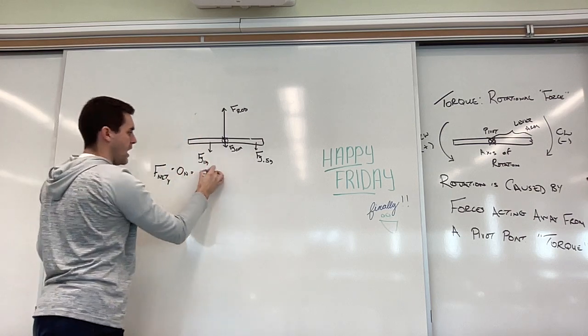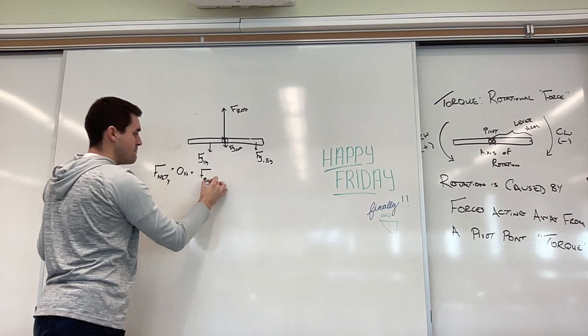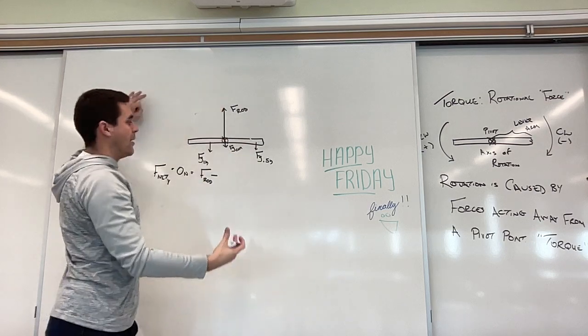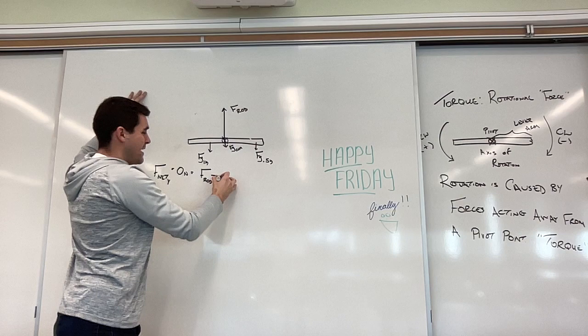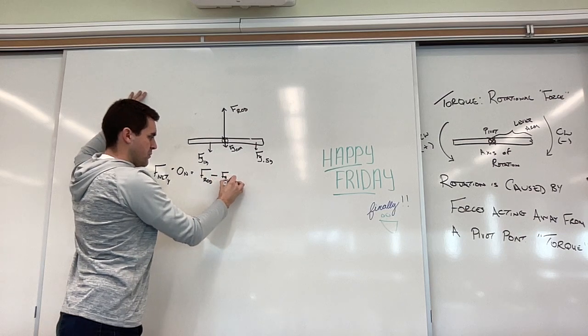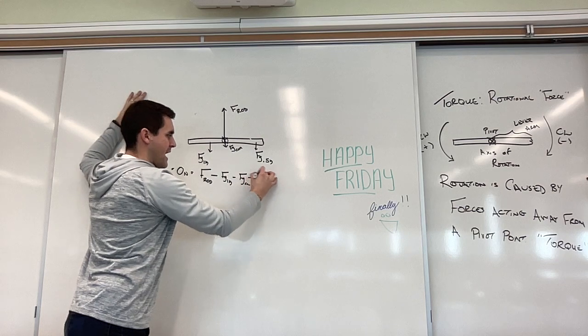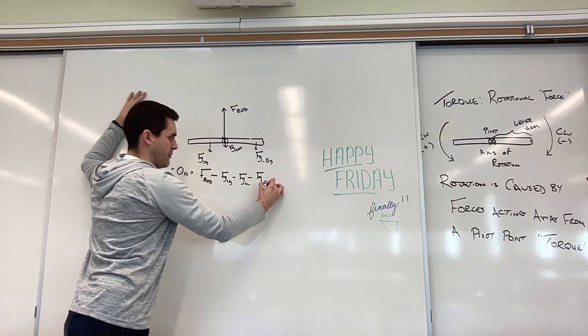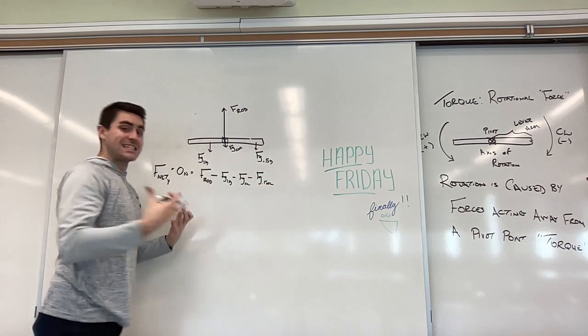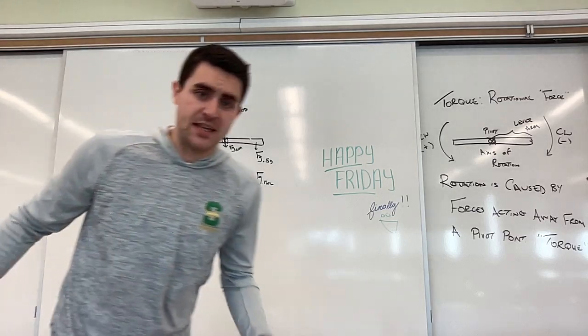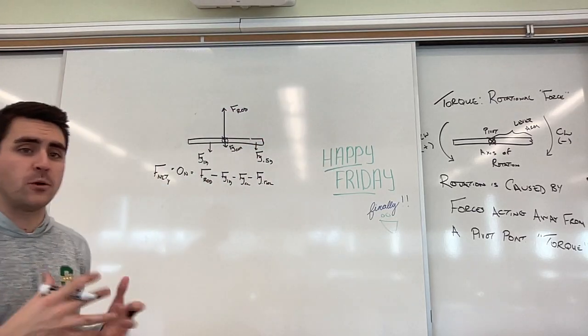Let's think. All the forces up, we have the F rod, minus all the forces down. So let's subtract them: minus Fg from the 1 kilogram force, minus Fg from the center of mass, minus Fg from the 0.5 kilogram mass. This is my F net in the y direction. All of these forces are balanced out.